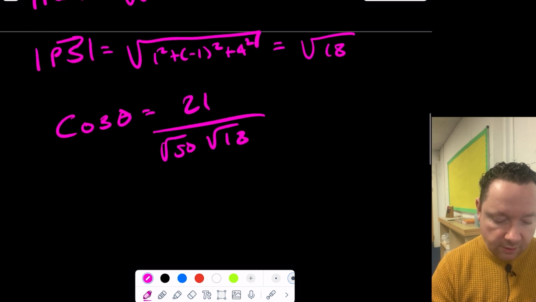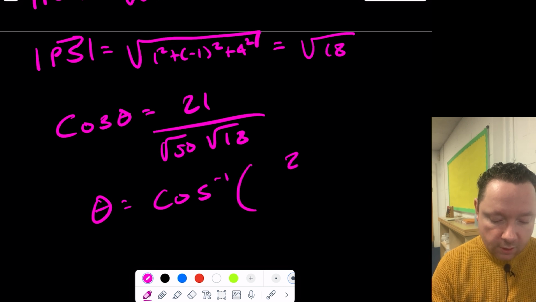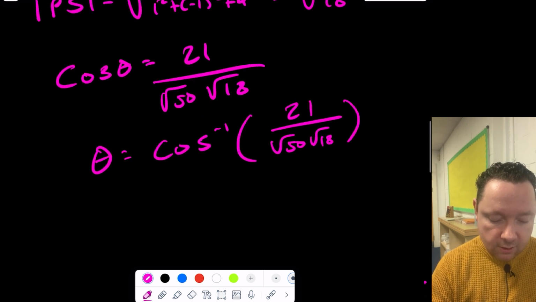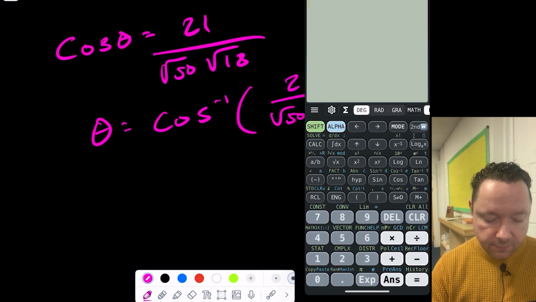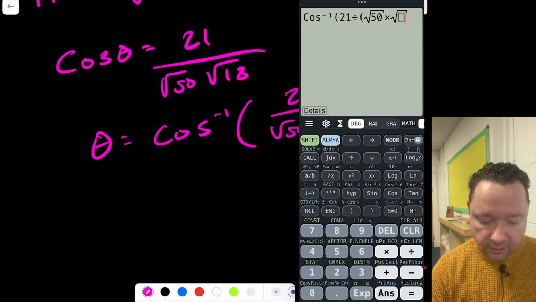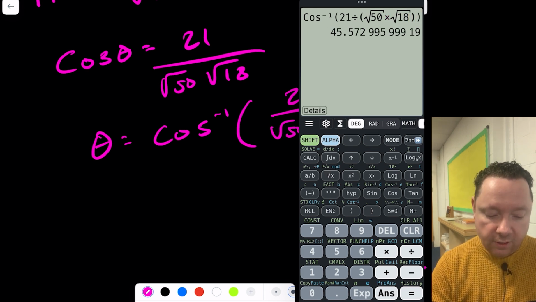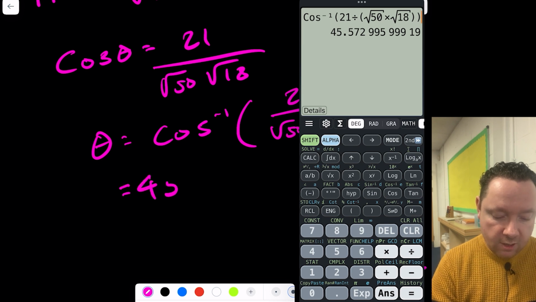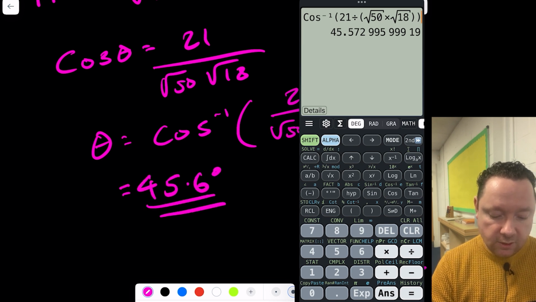So that means that theta is the inverse cos of all that: 21 over root 50 times root 18. Getting a calculator for that bit. Shift cos, 21 divided by, I'll put a bracket just to be on the safe side, root 50 times root 18, close the brackets, 45.57, or 45.6 degrees to 1 decimal place.